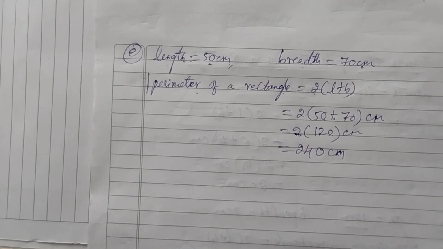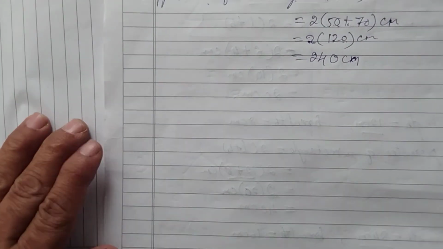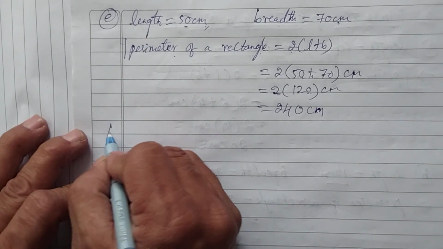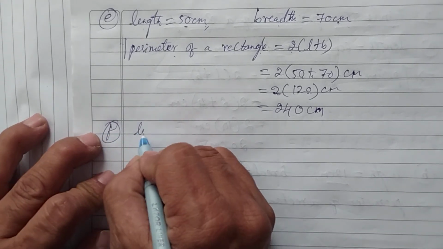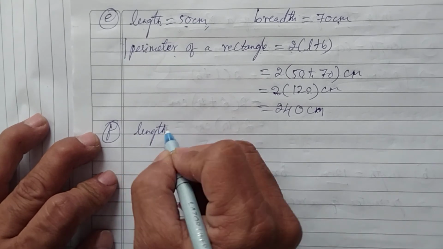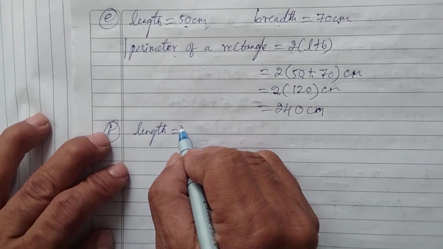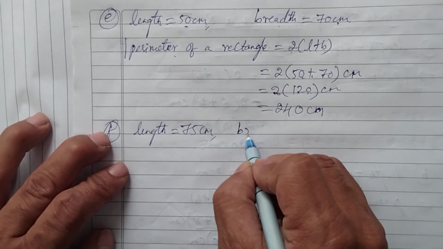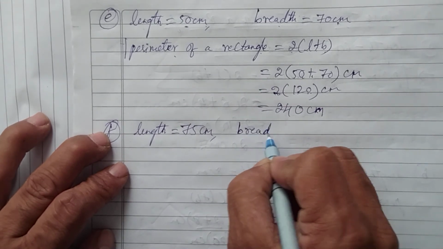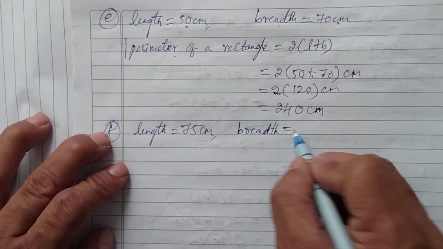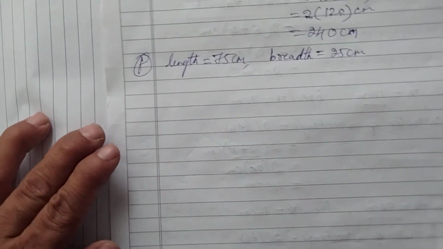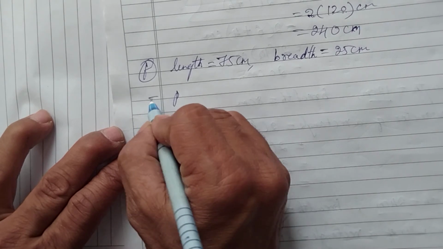Write it off. After E, you write it off. Next, F, I will explain here. Length is equal to 75 centimeter and breadth is equal to 25 centimeter. Now you see, we have to write the formula.